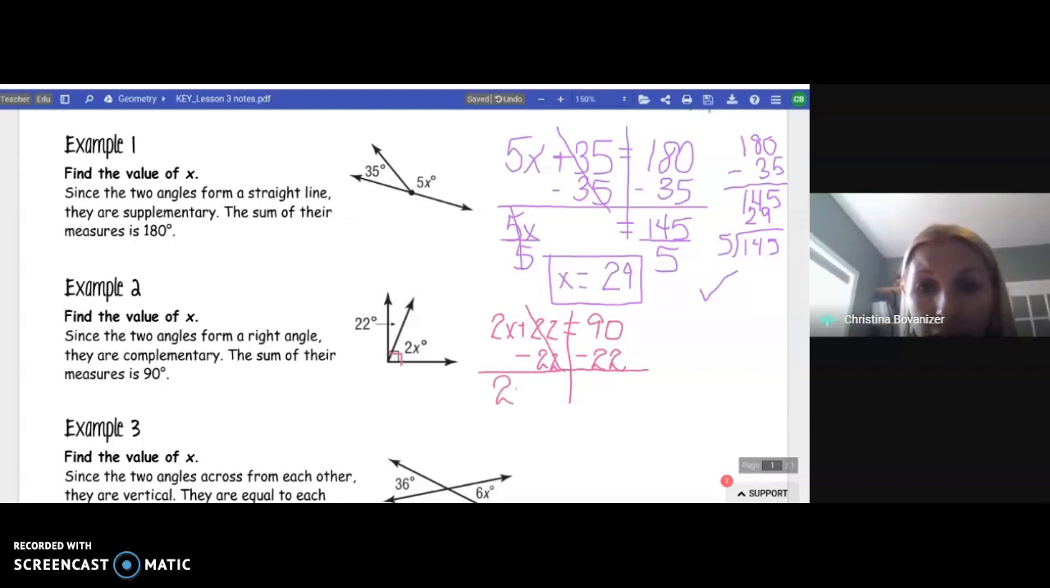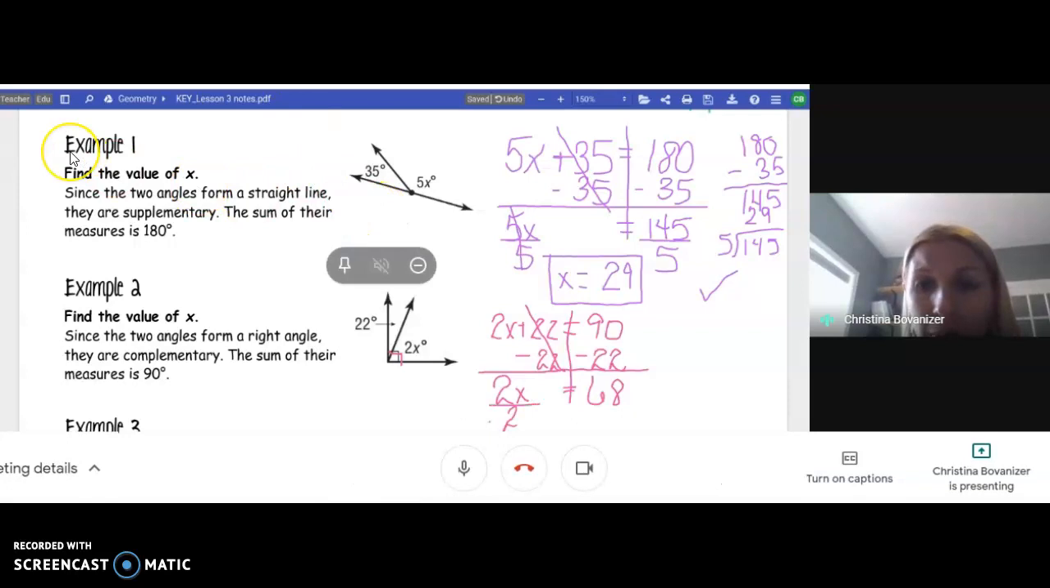That leaves us with 2x on this side, and 90 minus 22 is 68. To get x by itself, we divide by 2 on both sides. And we get x equals 34.